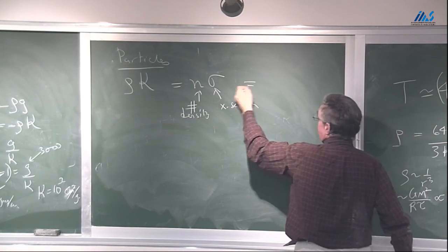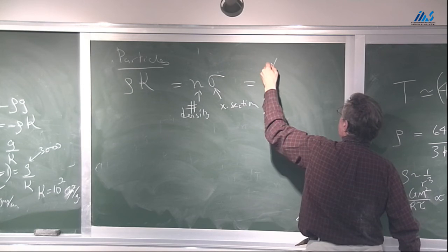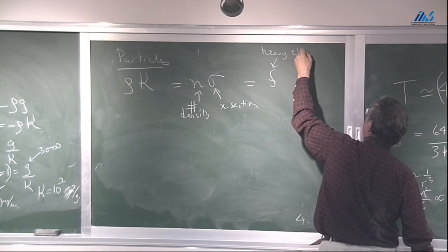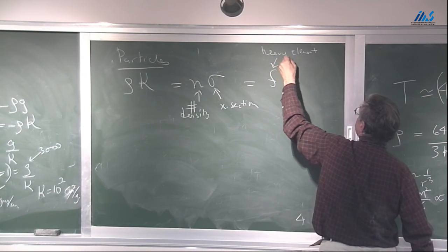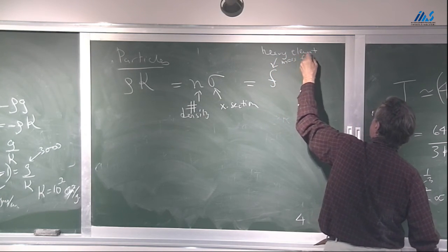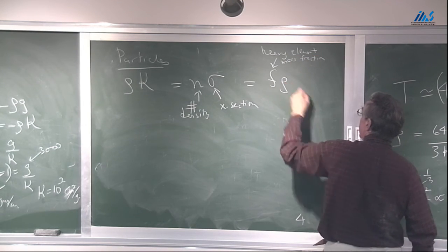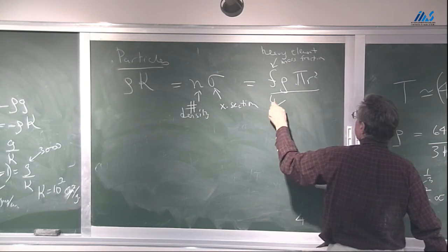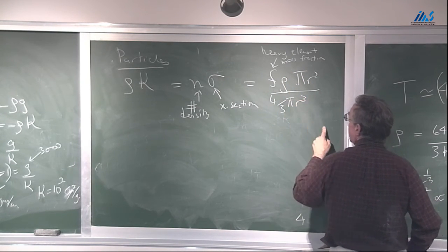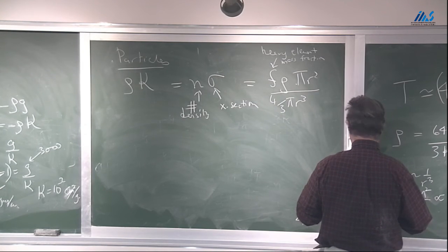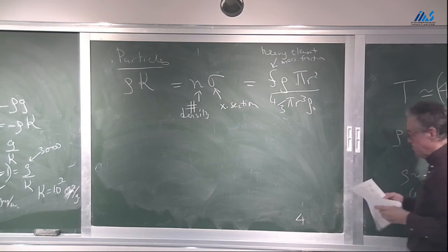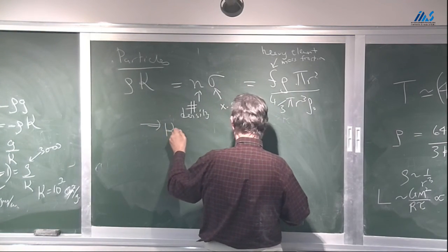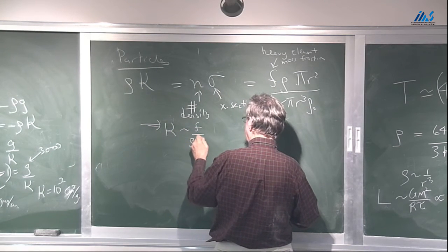And of course, you can just write that. The number density is going to be the heavy element mass fraction times the actual density, times pi r squared over 4/3 pi r cubed times rho zero. It's the mass of the particle. And so that model will give you kappa goes as F over rho r.